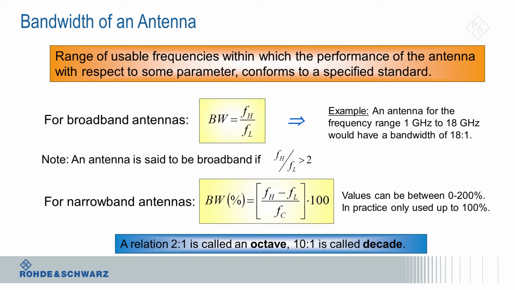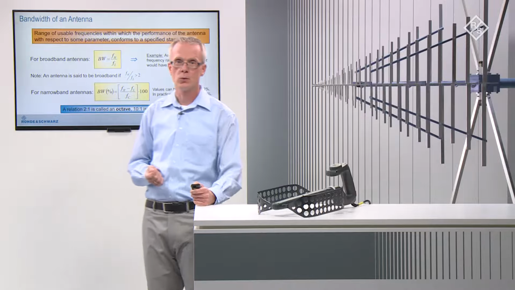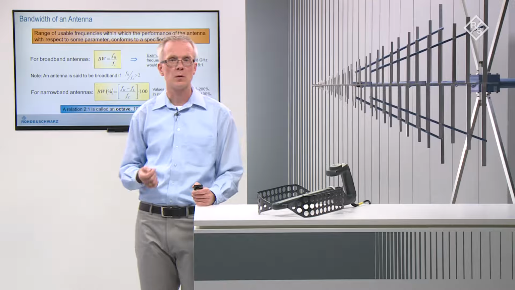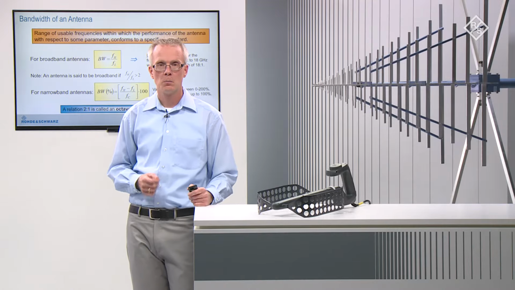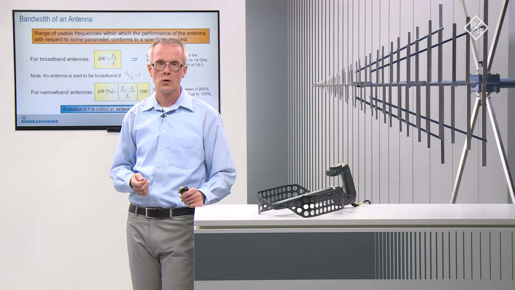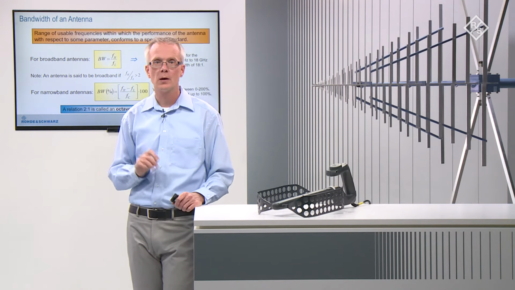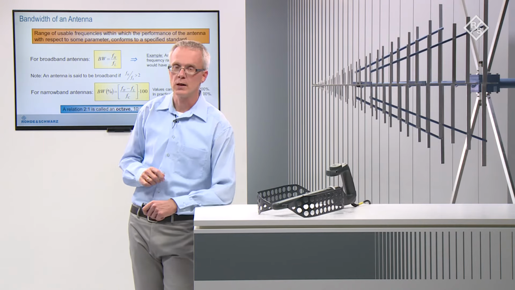The bandwidth of an antenna is defined as the range of usable frequencies within which the antenna performance with respect to some parameter conforms to a specified standard. Very often, the impedance match is used as a parameter. For example, the bandwidth, where the VSWR stays below a value of 2. But other parameters are possible as well, like gain or side lobe suppression, etc. Which standard is used as a bandwidth criteria depends very much on the application of the antenna.